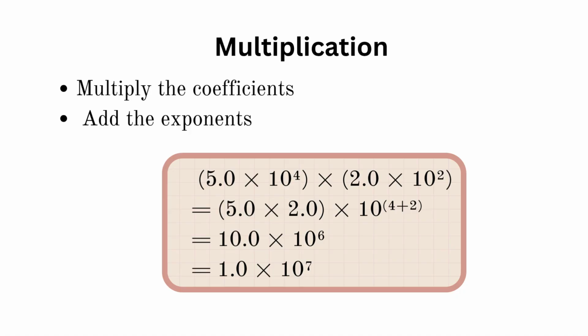Now 5 and 2 are coefficients. So if you multiply 5 and 2, this will give 10. Now 10 to the power 4 and 10 to the power 2 remain. So simply we will add 4 plus 2, that is 10 into 10 to the power 4 plus 2, that will give 6. Now this 10 into 10 to the power 6 can be written as 1.0 into 10 to the power 7. So multiply the coefficients and add the exponents.